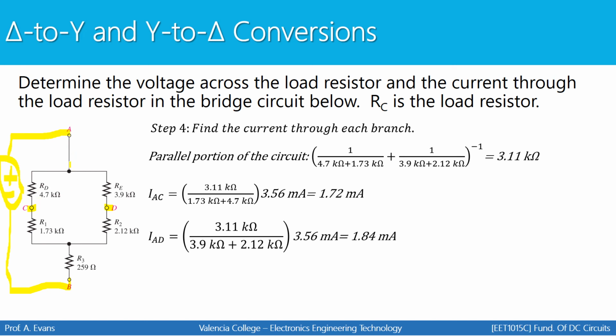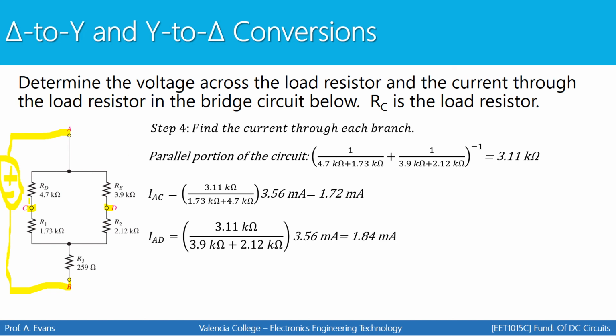Same thing for the current from point A to point D. The numerator has to be the combination of these resistors in parallel, and the denominator has to be the resistance of the path in question. Two resistors along that path, so I have to include both of those in the denominator for my current divider. And I get the following currents for the current basically through the left branch and then the current through the right.